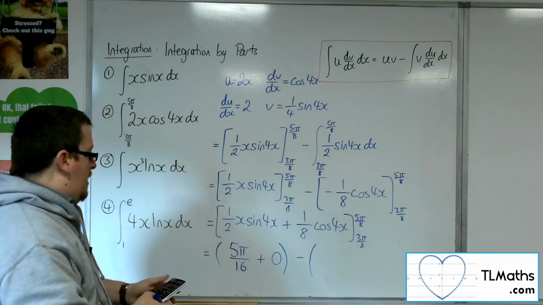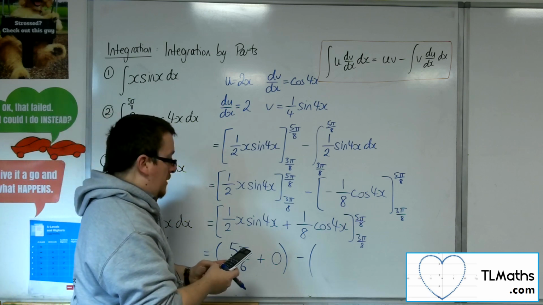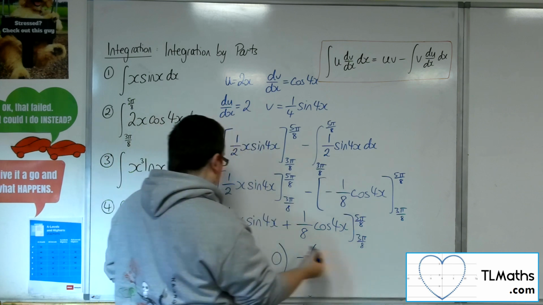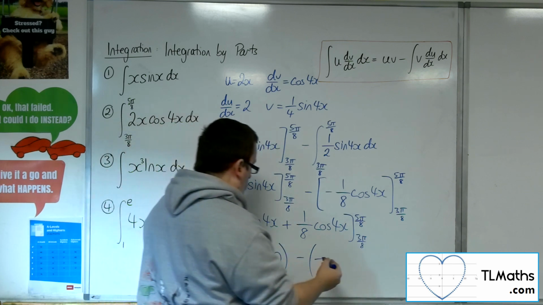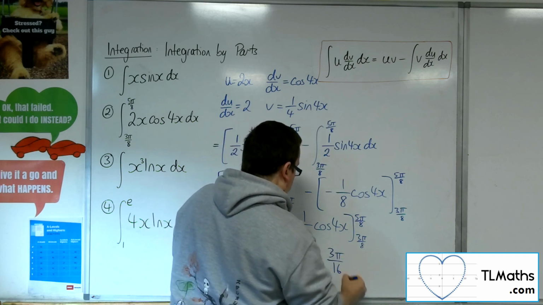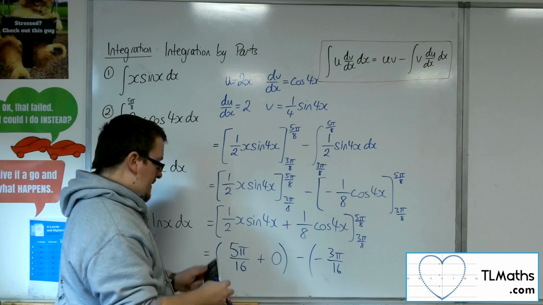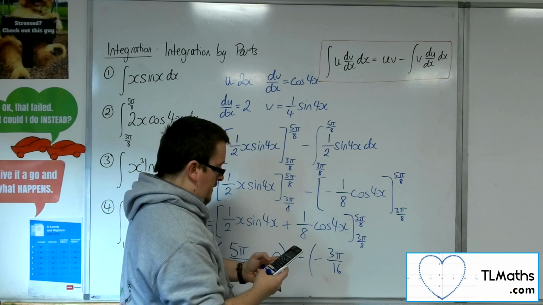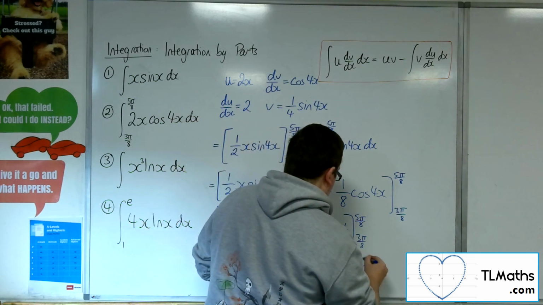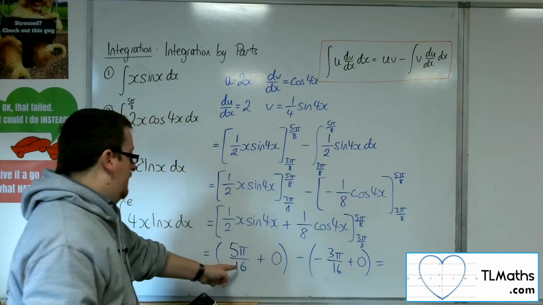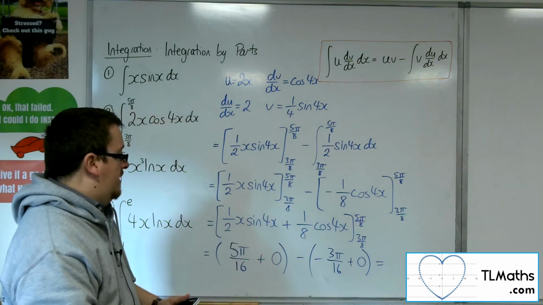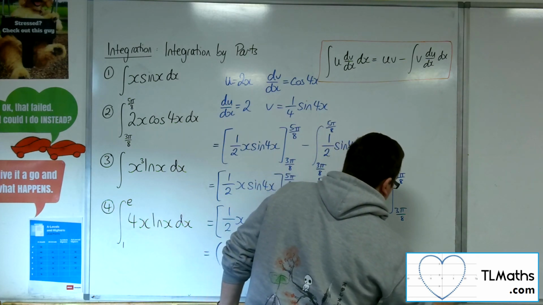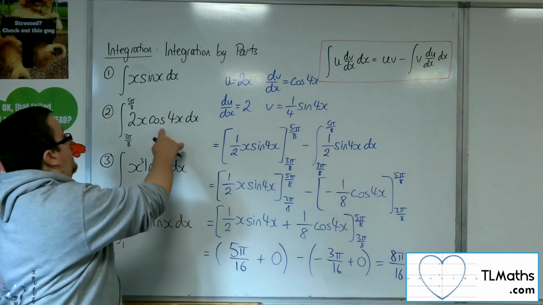Take away, substituting the 3 pi over 8. So sine of 4 lots of 3 times pi over 8 is minus 1. So this will be minus a half of 3 pi over 8, so minus 3 pi over 16. Okay, and then substituting to here, cosine of 4 lots of 3 times pi over 8 is 0, so that's gone. Okay, so we've got 5 pi over 16 plus 3 pi over 16, so 8 pi over 16, which will just be pi over 2. Okay, so this integrates to just pi over 2.